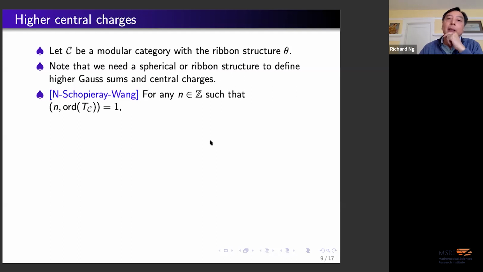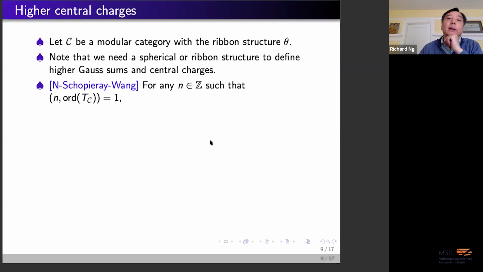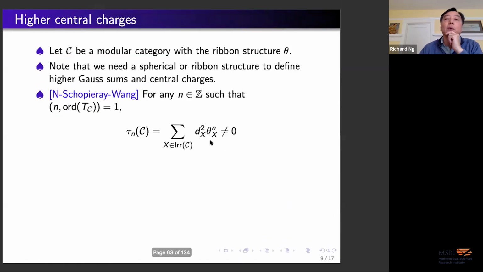So basically, we define it by using an integer. It's the inconvenient part. For any integer n such that n is relatively prime to the order of the T matrix, we can define two things. One is the higher Gauss sum, which is the sum of d_x squared times theta_x raised to the power n. And we can show that for such n, this is always non-zero.